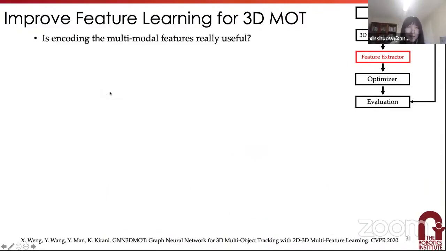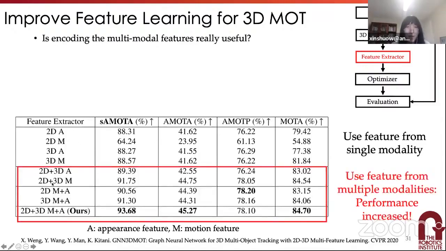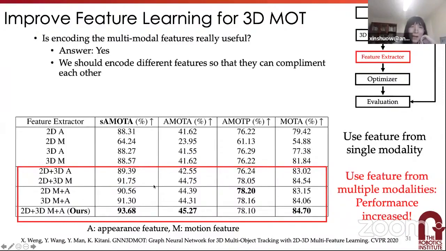Okay, now we have talked about the ideas, but are these ideas really useful? Are the strategies that we're using, for example, the multimodal feature extraction, really useful to improve the performance? First, we look at the performance by using a single feature. Here we denote A as the appearance and M for the motion feature. And we can see that if we use multiple features, especially in the last row where we use all four features we have, we obtain a much better performance, about 4% of improvement here, which is good. So the answer to this question is clearly yes, and we should encode different features, and they turned out to be complementary to each other and improve the performance.